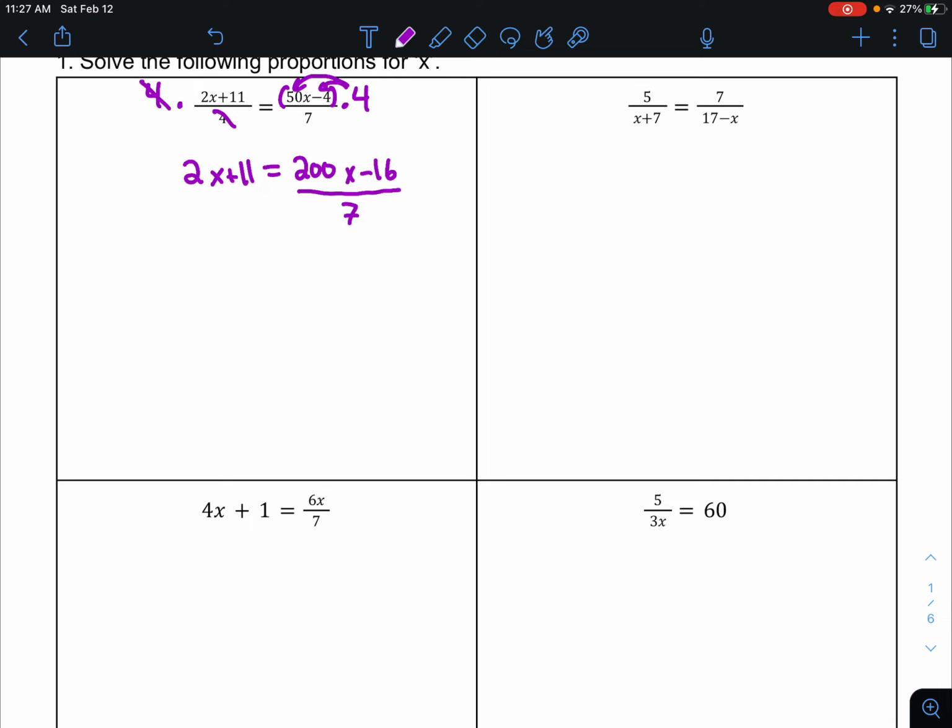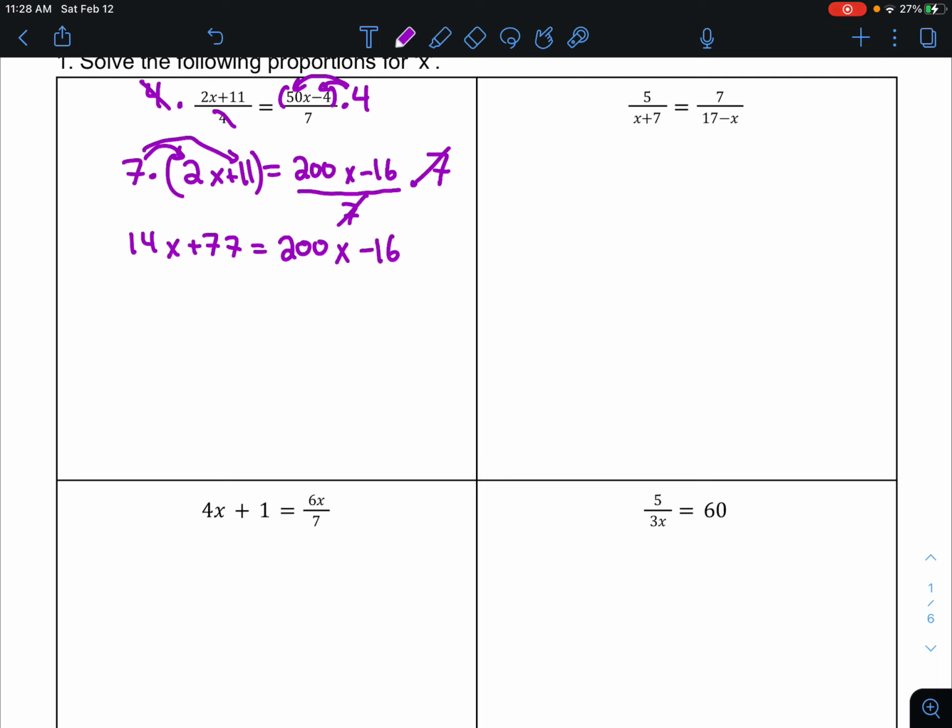Now I want to get 7 out of the denominator. So I'm going to multiply both sides of my equation by 7. When I multiply by 7 and divide by 7, it effectively cancels. Here I need to make sure I'm multiplying everything by 7, so it needs to distribute to each term. And we get 14x + 77 is equal to 200x - 16.